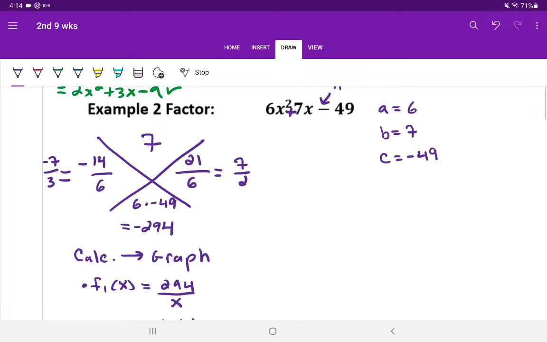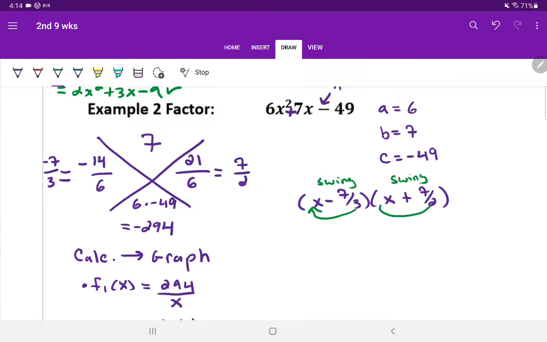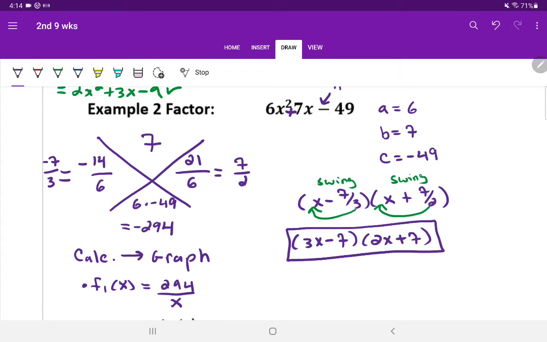All right, so moving on, step 4, write it in intercept form. We're going to have x minus 7/3 times x plus 7/2. In this case, we're going to have to swing both factors. Let's take this 3, put it in front of the x, and take this 2, put that one in front of the x. So rewrite it correctly: 3x minus 7 times 2x plus 7. There's our factored form right there.